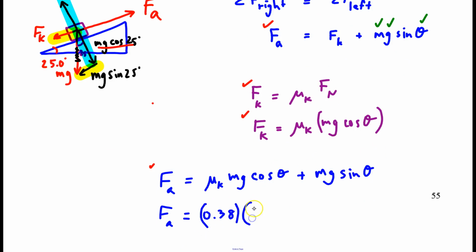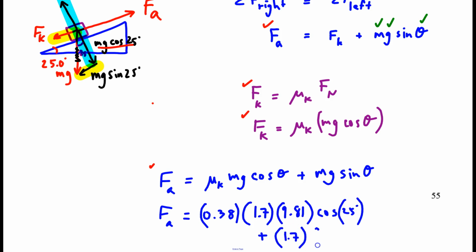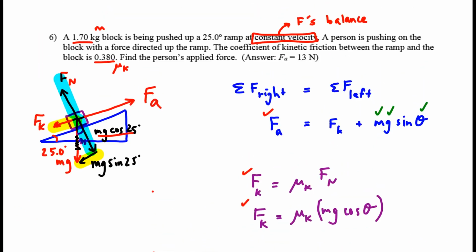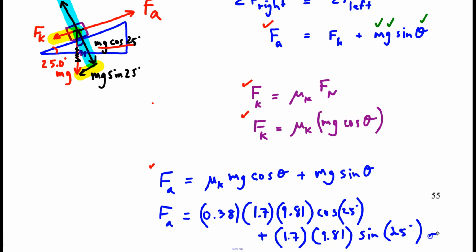The mass was 1.7, right? G we know is 9.81. The angle is 25. Plus another mg sine theta, 25. And when we calculate that, hopefully it rounds up to 13. Or rounds down, it just rounds to 13.